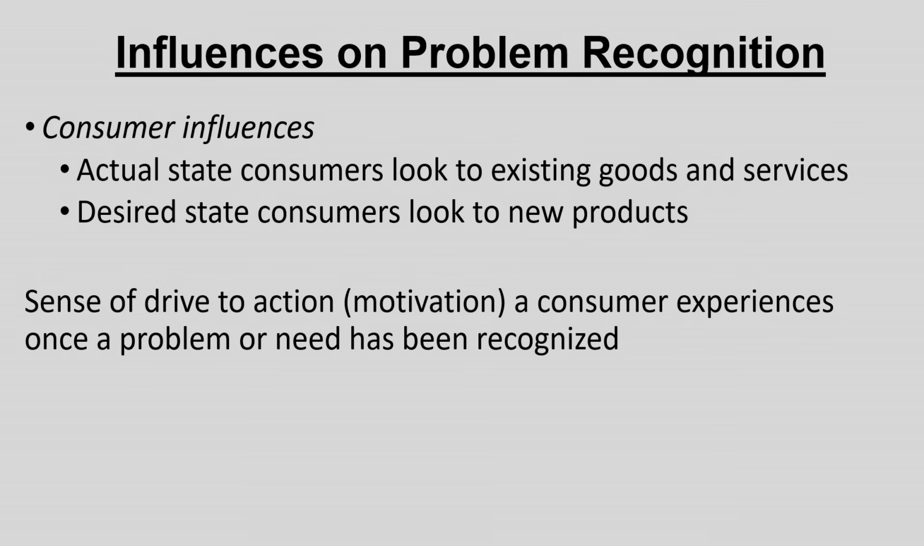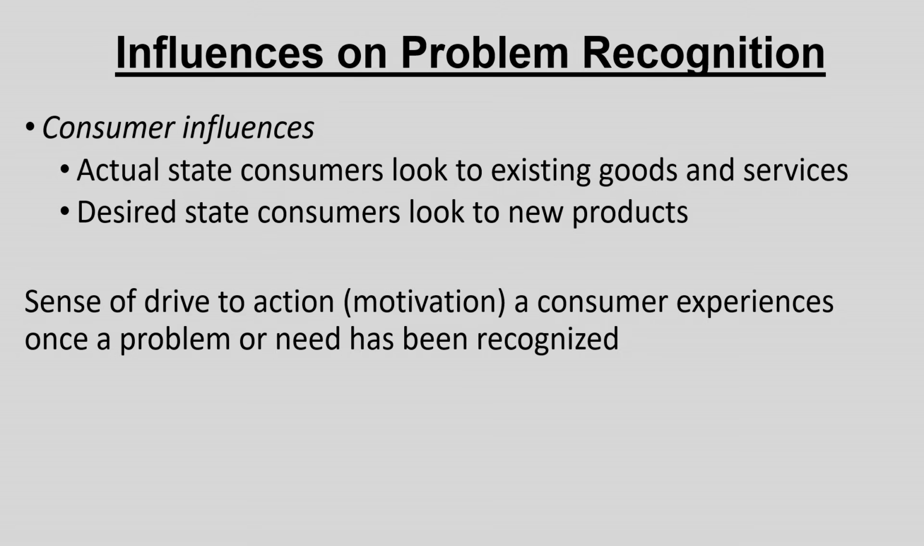So within the consumer realm itself, there are two kinds of consumers. We have something called actual state consumers, and we have something called desired state consumers. Actual state consumers are those consumers who are very happy with their old product. When they are highly satisfied with their product, they look for existing goods and services, and so when they miss out on something, or when the product gets lost, broken, or something happens to it, they actually look for the same products or the existing goods and services.